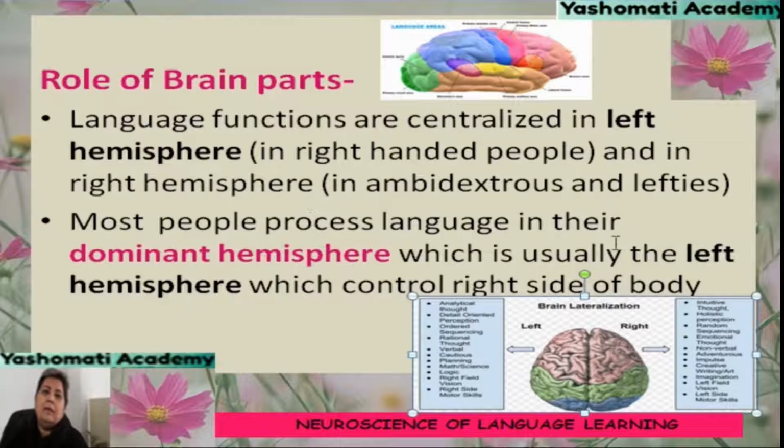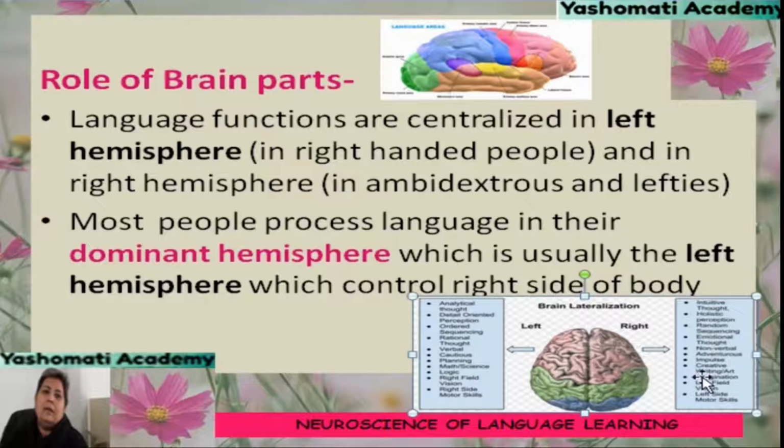Most people process language in their dominant hemisphere, which is usually the left hemisphere, which controls the right side of the body. When we studied the medulla oblongata in the previous lessons, we learned that in that part of the brain there is crossing over of the nerve tracts. Because of that, the right side of the body is controlled by the left side of the brain and the left side of the body is controlled by the right side of the brain.